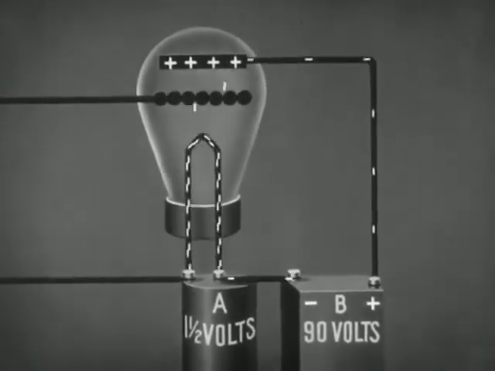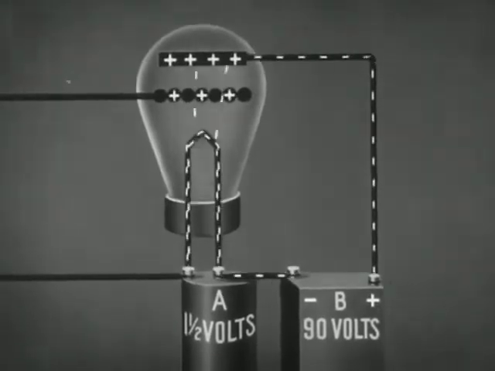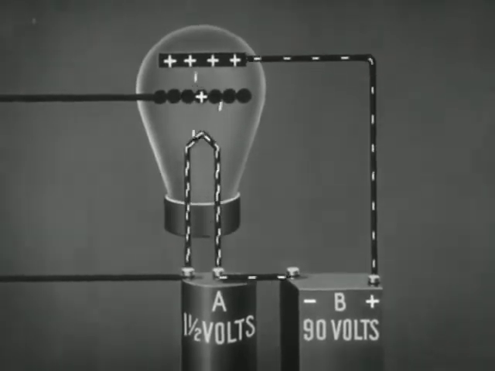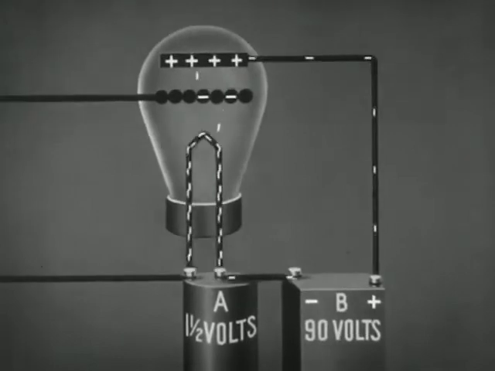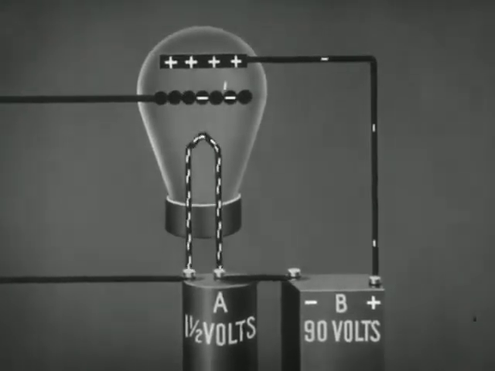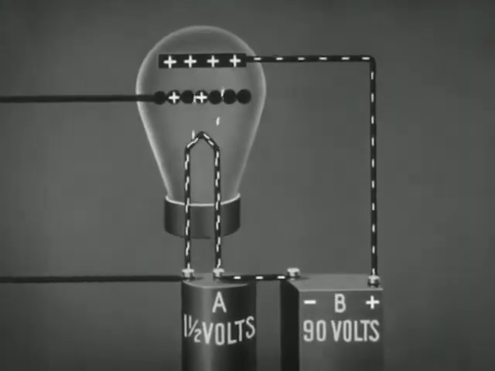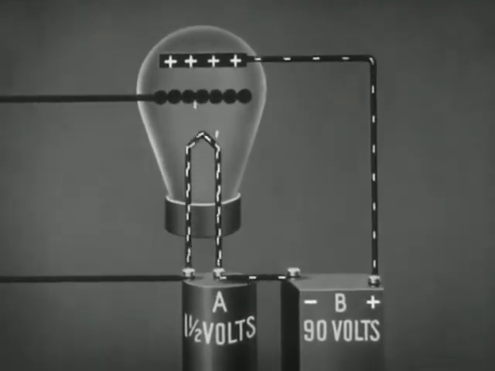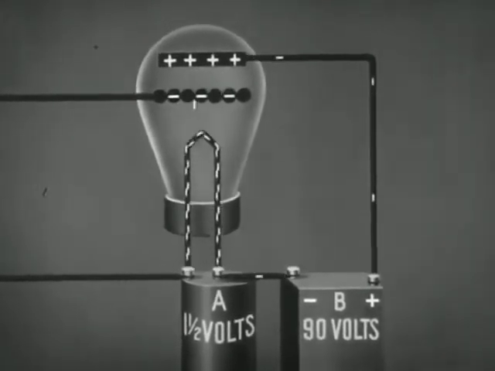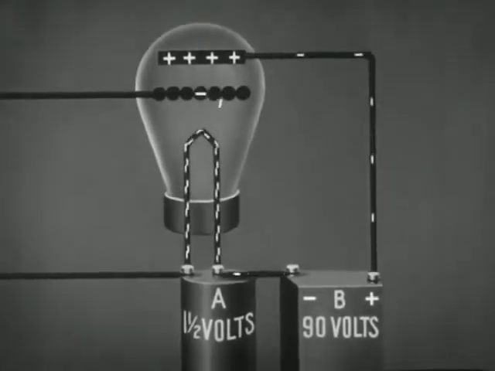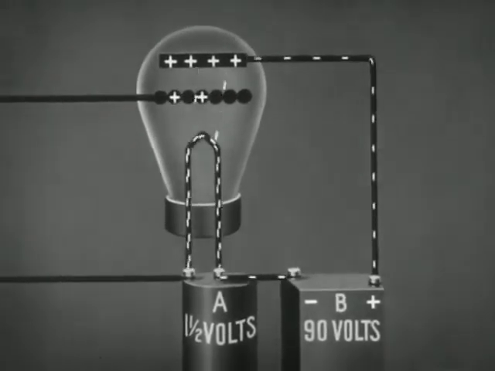The vacuum tube may be used to amplify the weak voltage induced in the aerial circuits. Its use as an amplifier is possible because a small change in the grid voltage brings about a large change in the amount of plate current. The grid, therefore, actually controls the powerful current generated by the high-voltage battery.